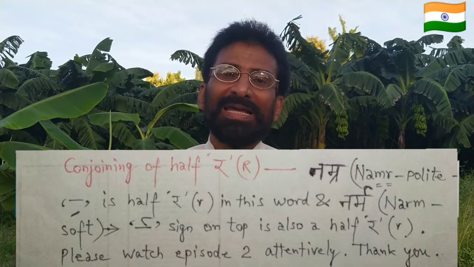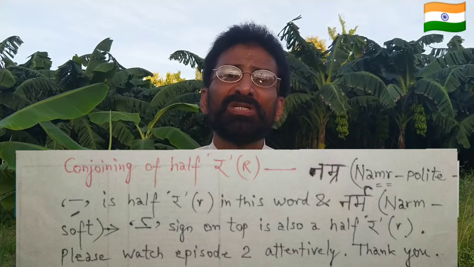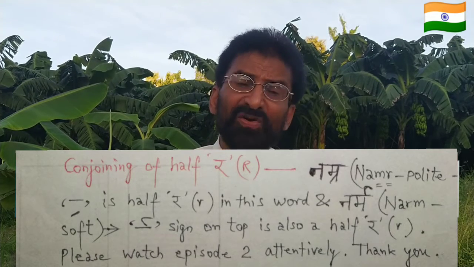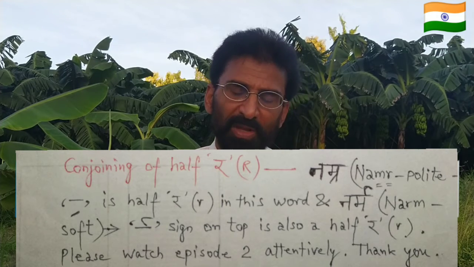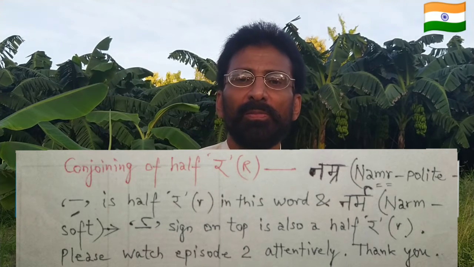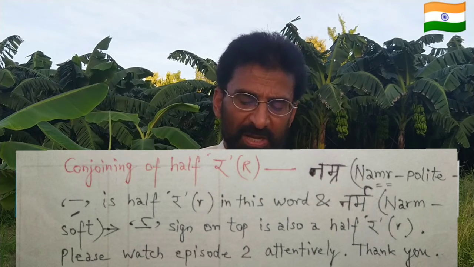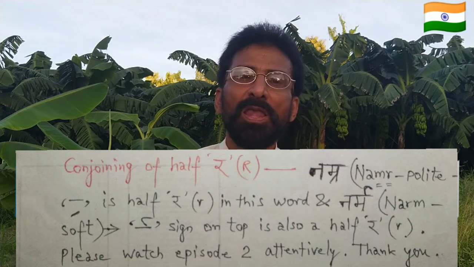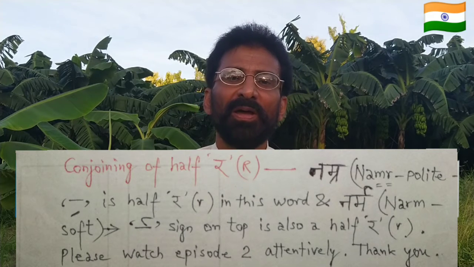And ra, immediately following the letter ma, will be represented by a reverse slash type of a sign right underneath the letter ma. Please refer to the chart. Namra means polite. Na, and then half ma, and then full ra. Namra.